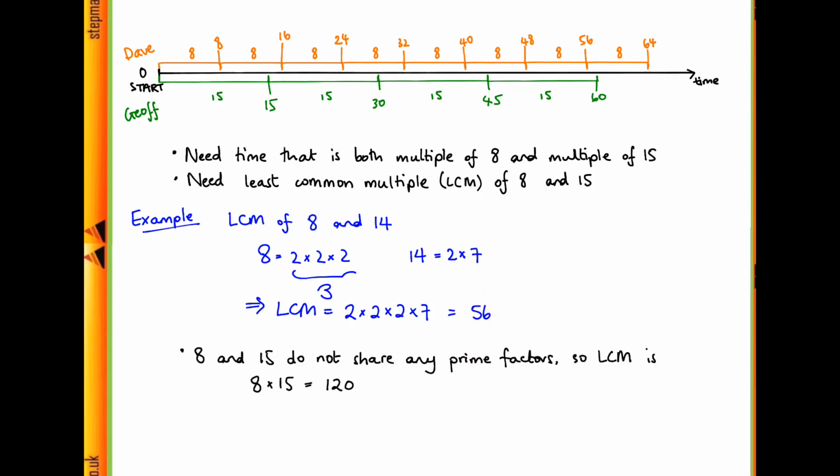But now we see that 8 and 15 do not share any prime factors, because 8's only prime factor is 2, and 15 has 3 and 5. So the least common multiple of 8 and 15 is just going to be 8 times 15, which is 120.